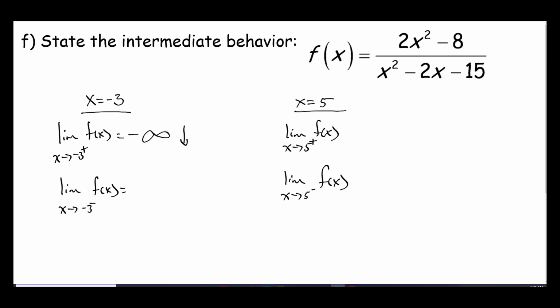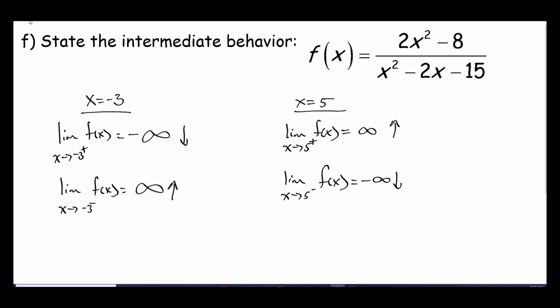And if we plug in negative 3.1 into the function, we would get a positive number. So we'd be going up. Remember, we're looking for the sign of the number, not the number itself when we plug in. Okay. Now we do 5.1 and plug it in. If I plug in 5.1, I'm going to get a positive value. So that means I'm going up on the right. And then if I plug in 4.9, I will get a negative value. So that means we're going to be going down on the left.